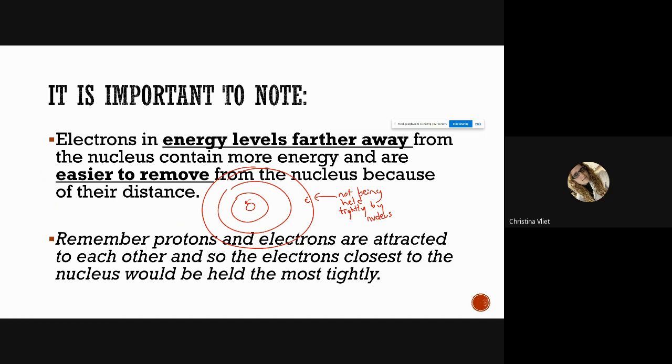We have a fancy term for this. We're going to learn it next class period. It's called ionization energy. You either remember it or you don't. We have a whole class period dedicated to it. But that is how much energy is required to remove an electron.